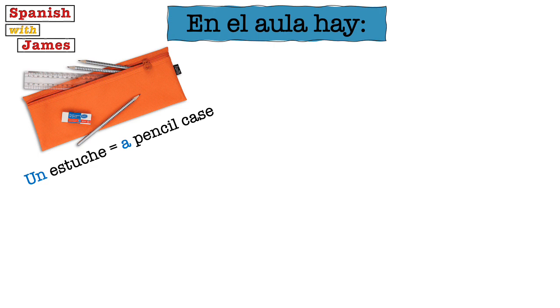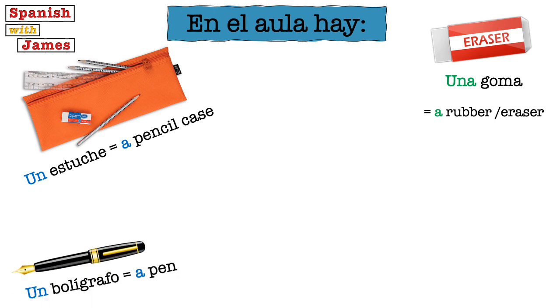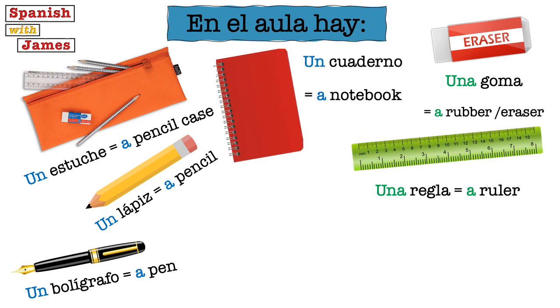Un estuche. En el aula hay una goma. Una goma. Una goma is a rubber or an eraser. Un bolígrafo. So un bolígrafo is a pen. Una regla. So una regla is a ruler. Un lápiz. Un cuaderno.